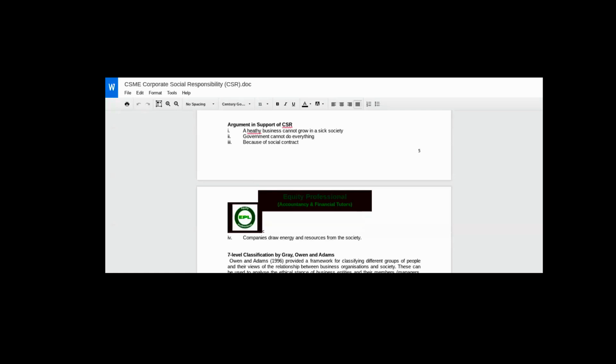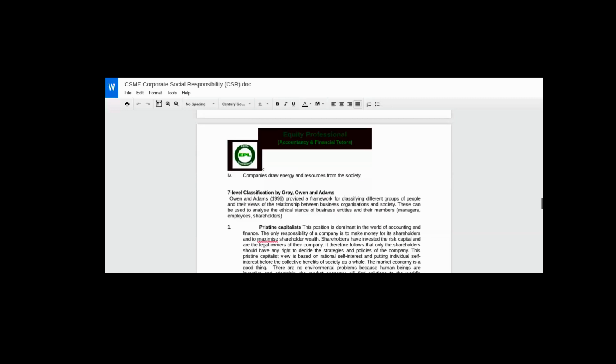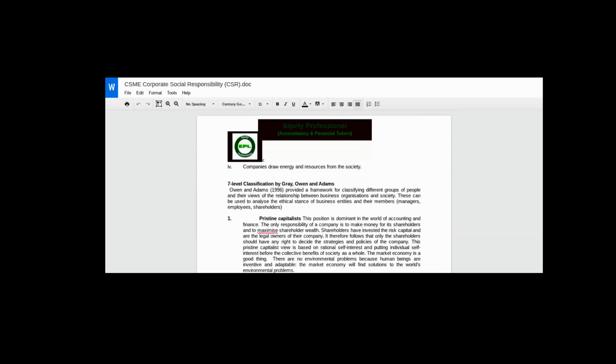And because of social contracts, number 3, because the society too are patronizing the company, they give them land, resources, so companies are expected to be socially responsible. And the last one, they say companies draw energy and resources from the society, and as a result of that, they must give back to the society.